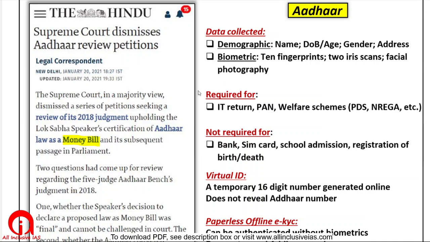Okay. So for the exam, you just have to remember the basics of Aadhaar. What kind of data are they collecting? Demographic and biometric. Demographic means your name, your date of birth or age, gender and address. So UPSC can ask in prelims which of the following data are collected for Aadhaar registration. So learn them: name, date of birth, gender, address. Biometrics: your 10 fingerprints, your eye scan and your photograph.